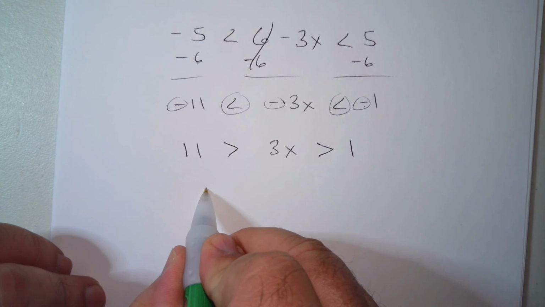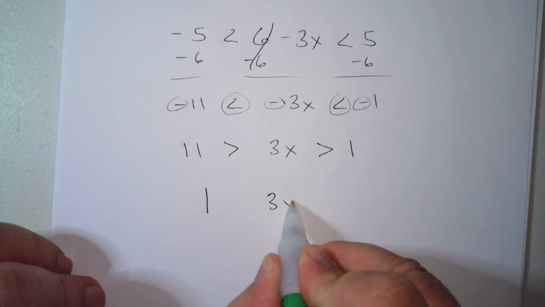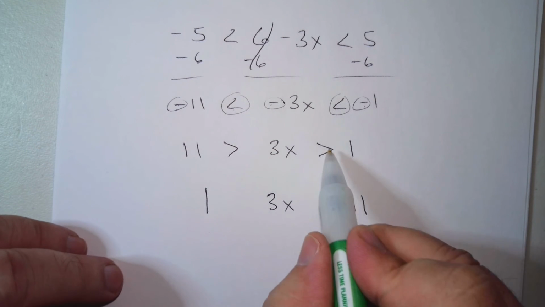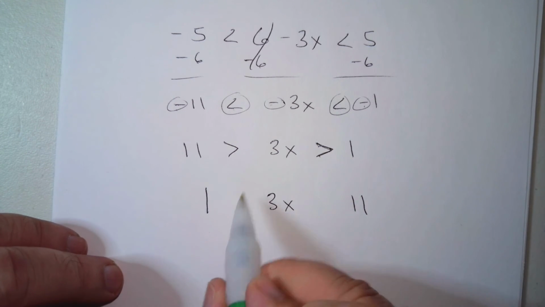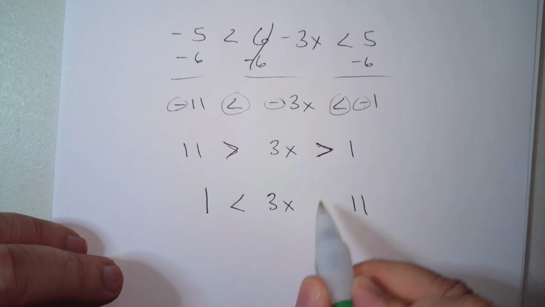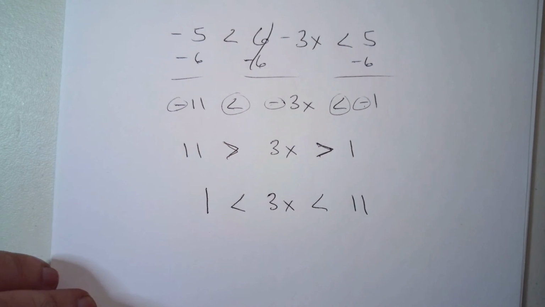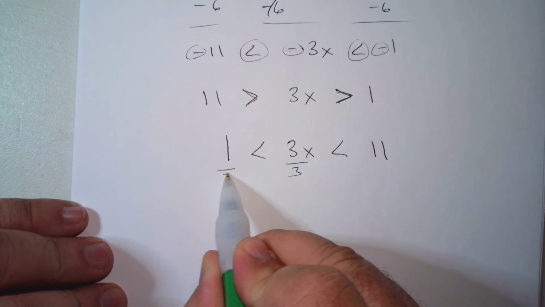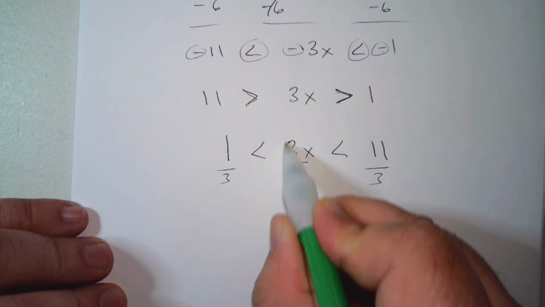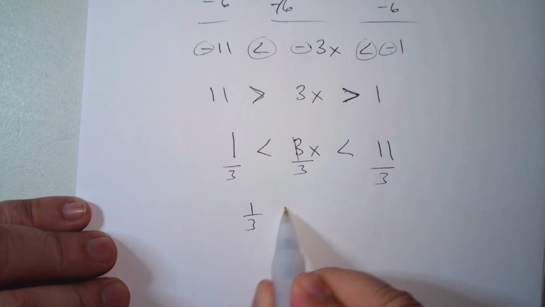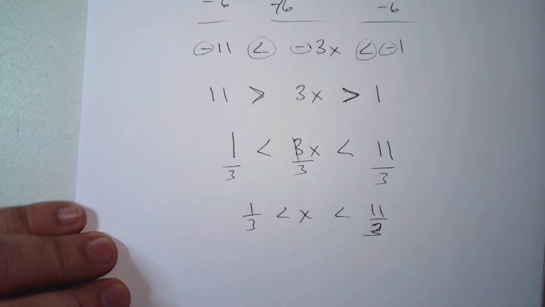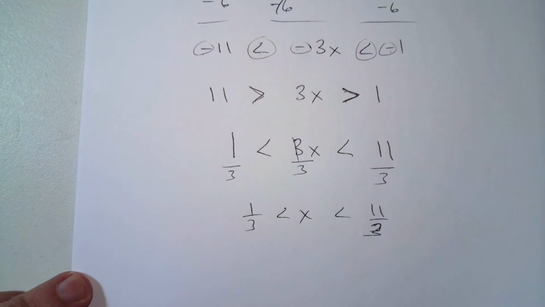So I always want an increasing order like this. It's got to point towards the 1. It's got to point towards the 3. And now we can solve it. Divide by 3. So it's 1/3 less than x is less than 11/3. So be careful about the negative signs.